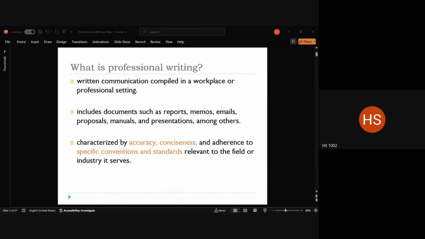Look at the third point. You have accuracy, of course. Now, what do we mean by accuracy? Accuracy of both language and content. Right? Your language has to be accurate. Your content has to be factual, right?